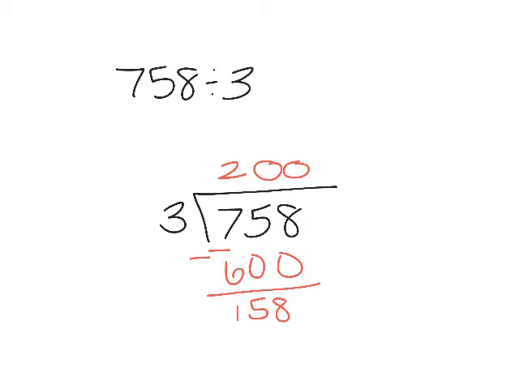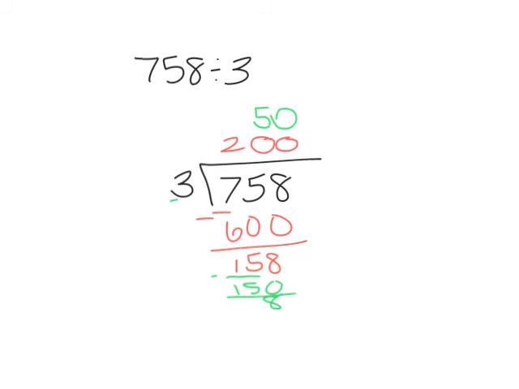Then we're going to keep going. How many times does 3 go into 1? It can't. How many times does 3 go into 15? It goes in 5 times. We're going to bring that up to the tens because we're in the tens place. Remember, we line all of our digits up. We fill in a 0. 3 times 50 is 150. Subtract it, and we're left with 8.